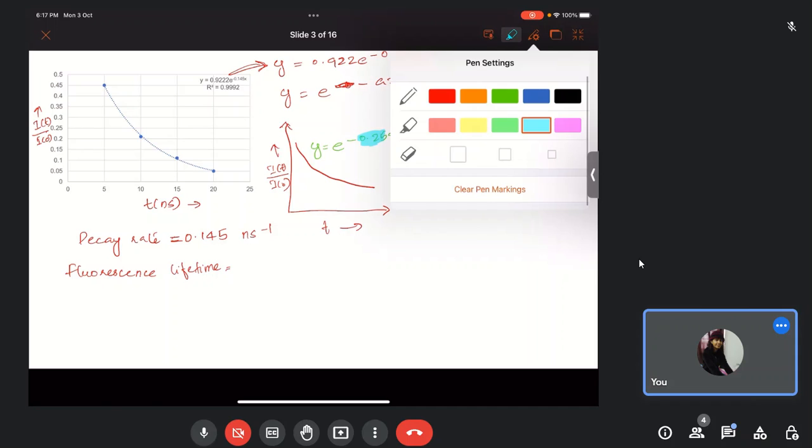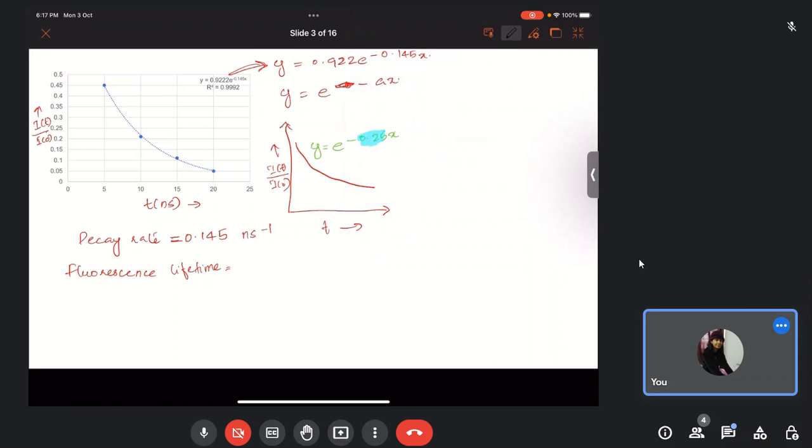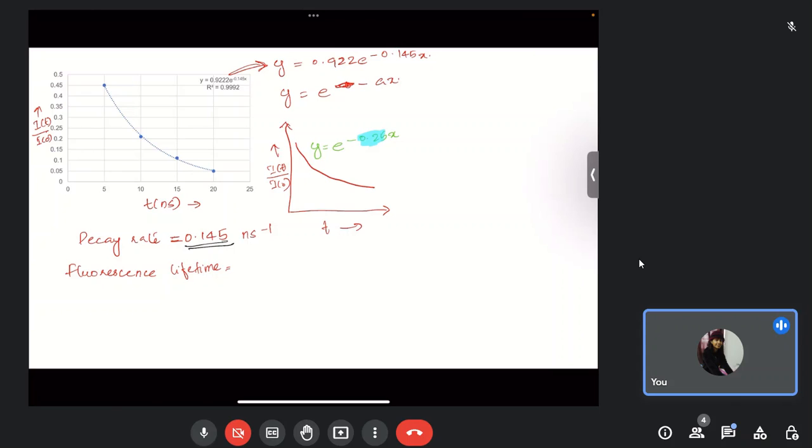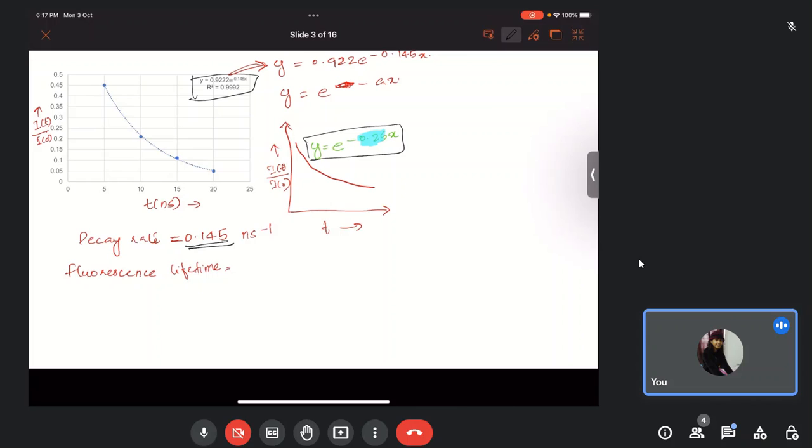So I'm just considering it is 0.145 as per the fitted value from this particular graph. I'm just assuming that it is correct. This is not the correct answer, but I'm assuming it is correct and going forward with the following steps. You can try it by yourself by fitting to an equation like this and get the correct decay rate and the correct fluorescence lifetime.